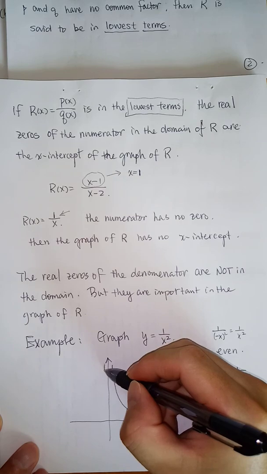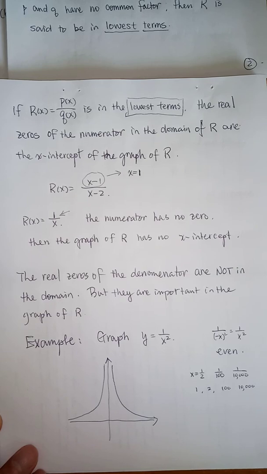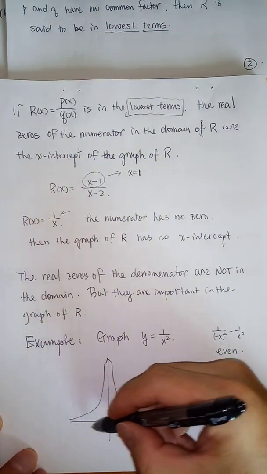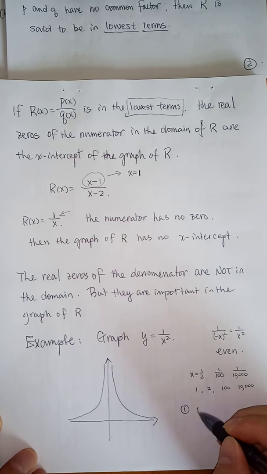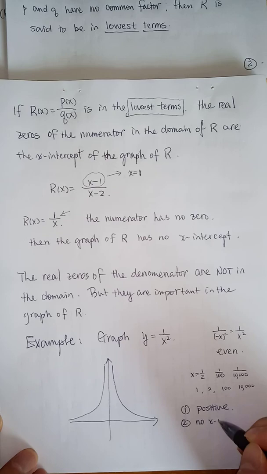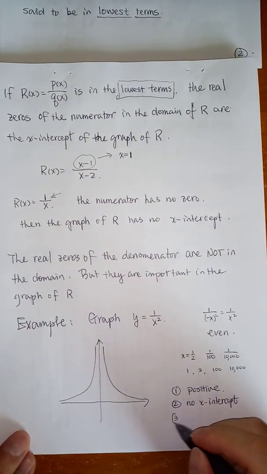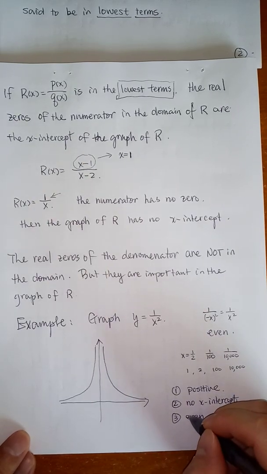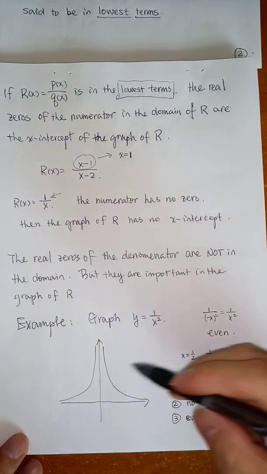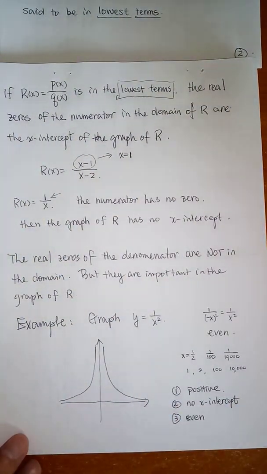It's even, so the left part is this way. So this is the graph of y equal to 1 over x squared. Remember we say always positive, no x-intercept, and even. Those three properties. So we sketch this part and reflect it about the y-axis, and you'll get the other part.